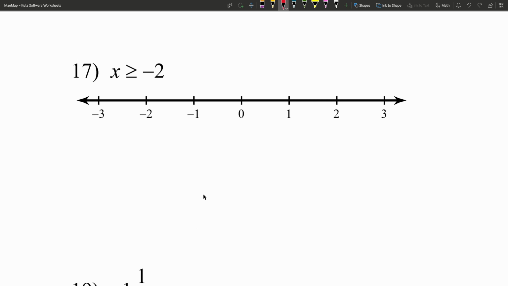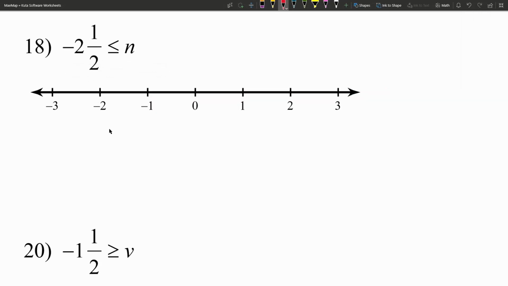Number 17 says that x is greater than or equal to -2. So locating -2, we're going to circle it. Greater than or equal to means that x can be -2, but it also represents all those values greater than -2. So we're going to be shading to the right.